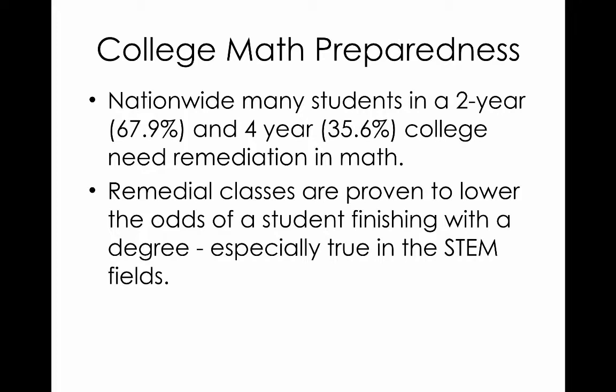A big concern that we have seen is college math preparedness. Nationwide, many students in 2-year and 4-year colleges need remediation in math. It has been found that remedial classes lower the odds of a student finishing with a degree, especially in the STEM fields. If you come into college not ready for college level math, you could have 1 to 2 years of remedial classes needed before you can take any classes that will count towards your degree.